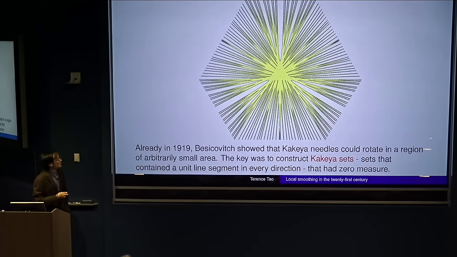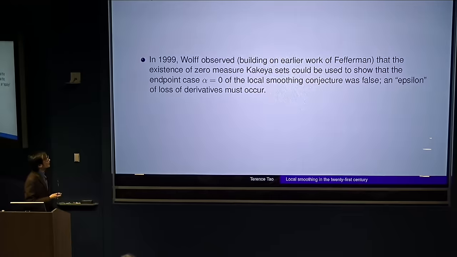These were constructed by Besicovitch first, back in the early 20th century. These turn out to be connected to local smoothing. For example, there's this little epsilon loss of derivatives in this conjecture. You could be really optimistic and say that maybe there's no loss of derivatives at all. Maybe the conjecture is true with alpha equals zero. But it was shown by Tom Wolff in '99 that this doesn't happen because of these Kakeya sets.